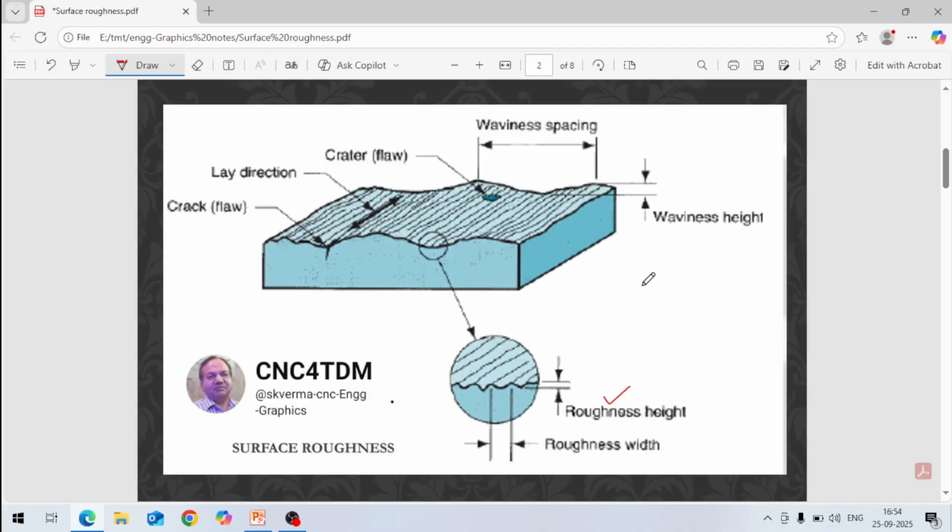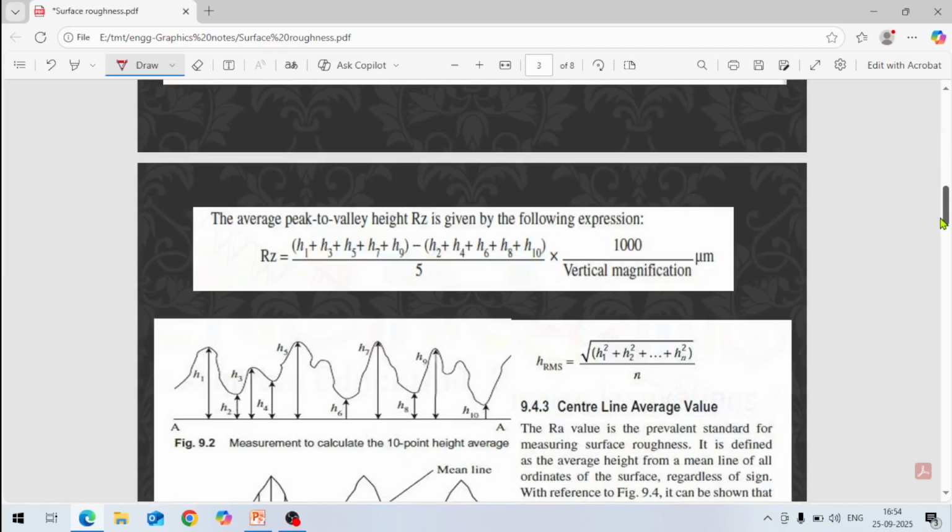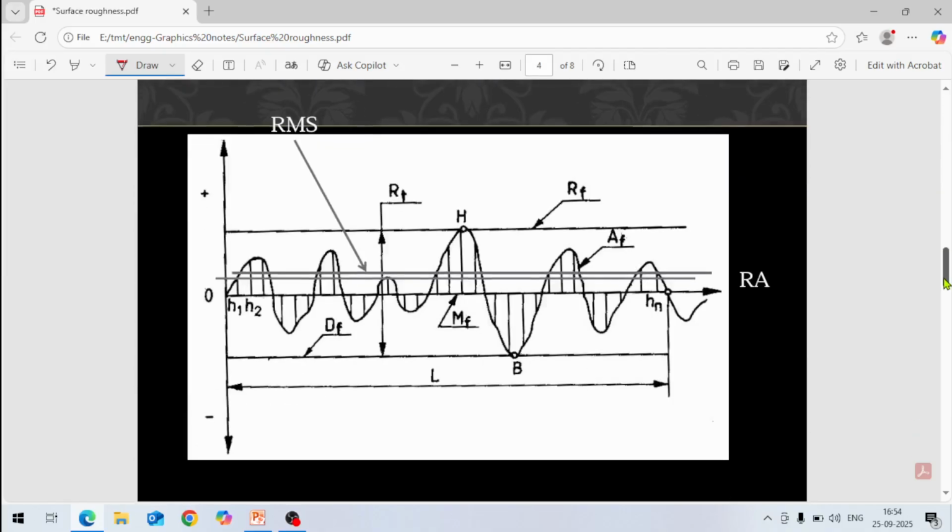So let us discuss here. This is a surface, and this AF is the actual profile. This is the actual profile of the surface, like this. These are peaks and valleys. This is peak, this is valley. So this type of surface we create by machining.